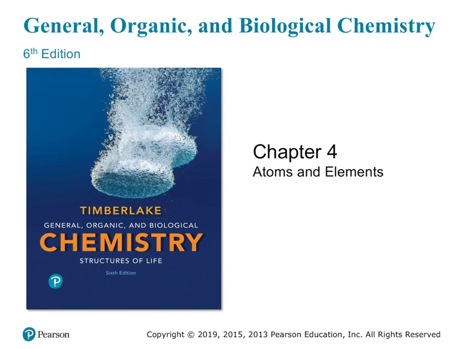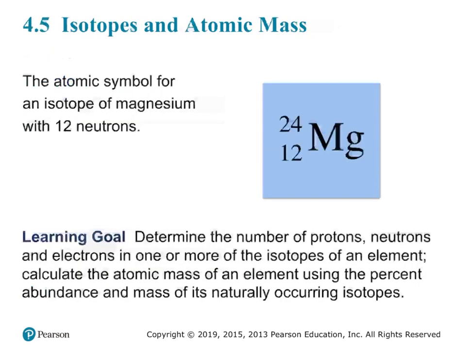Hi everyone. Today we're going to continue Chapter 4 for Module 2. And today we're going to discuss isotopes and atomic mass. So last time we talked about protons, neutrons, and electrons, which are subatomic particles. And we also discussed how to determine how many protons, neutrons, and electrons an atom has.